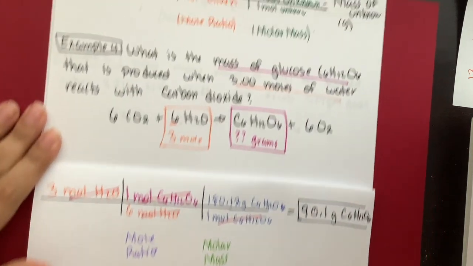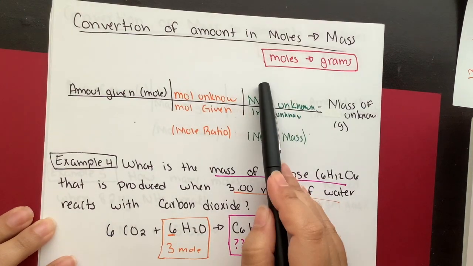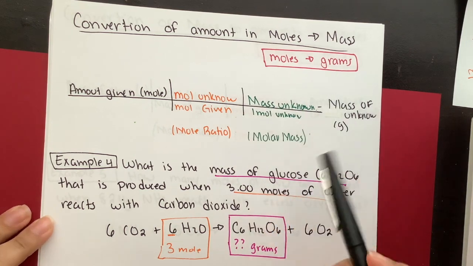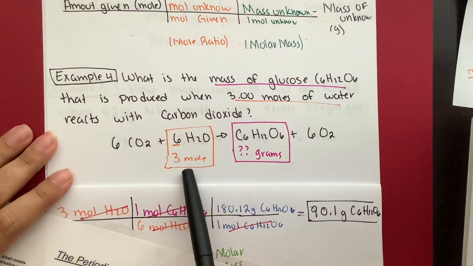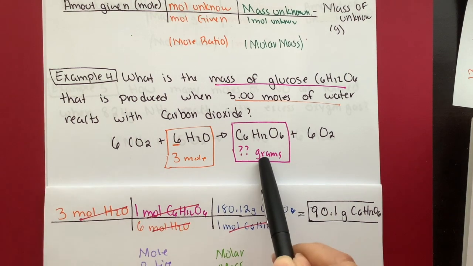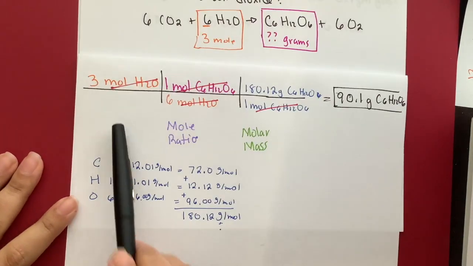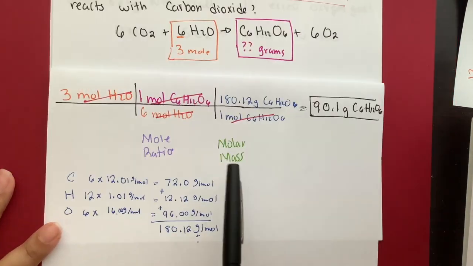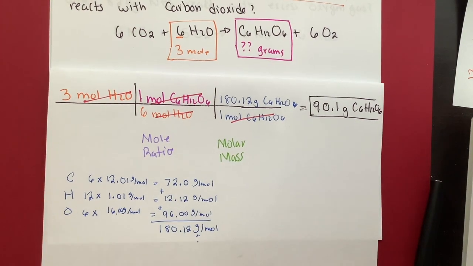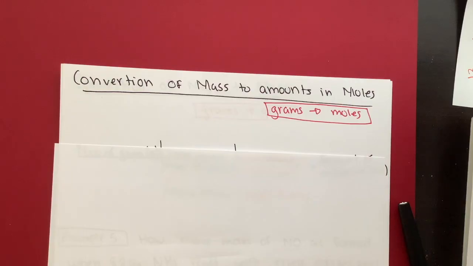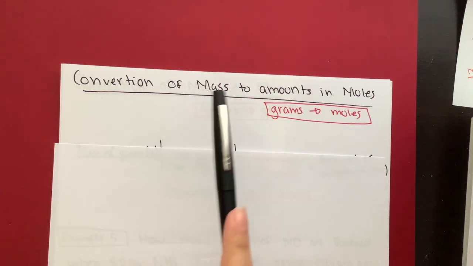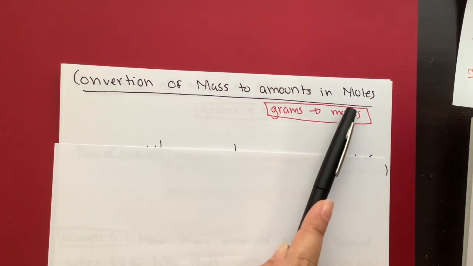And again, remember this was for moles to grams. The information was given to me in moles. They were asking about grams of another element. So I first have to use a mole ratio, then the molar mass. And I am done. The third type of problem in stoichiometry is the conversion of mass to amount of moles.